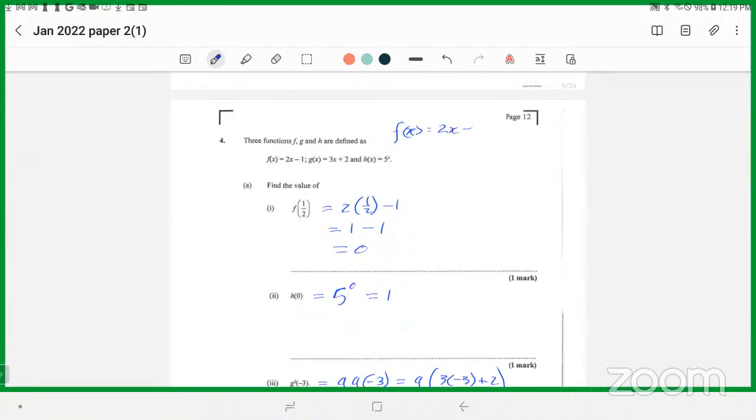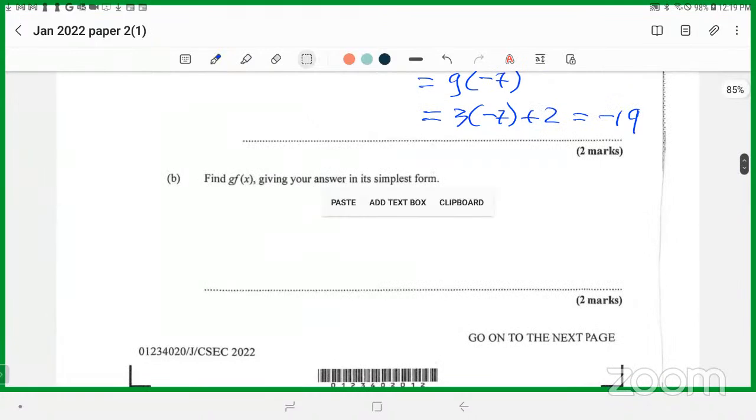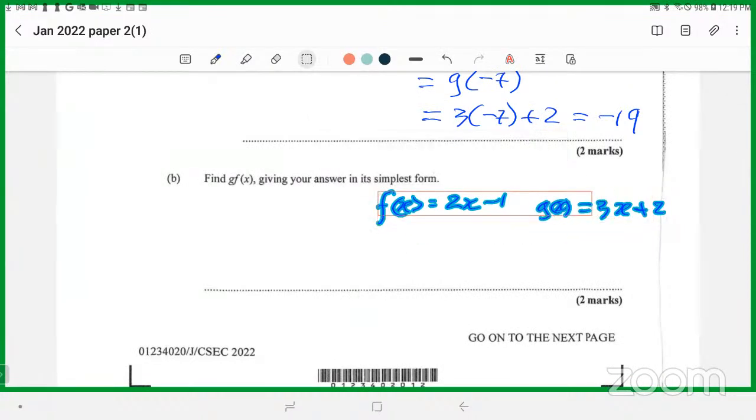f of x is 2x minus 1 and g of x is 3x plus 2. I'm copying these down because we're going to use them on the next question. All right, down here, right here. Let's paste them there, smaller.